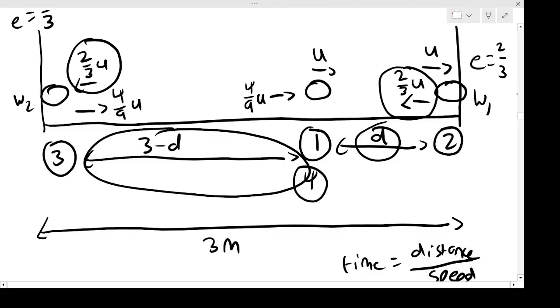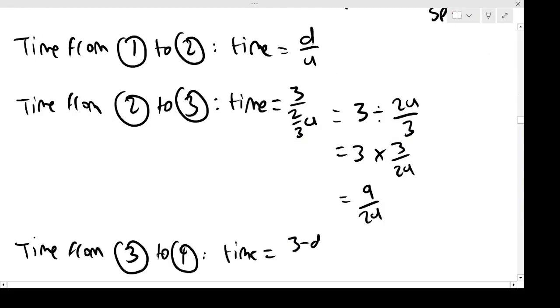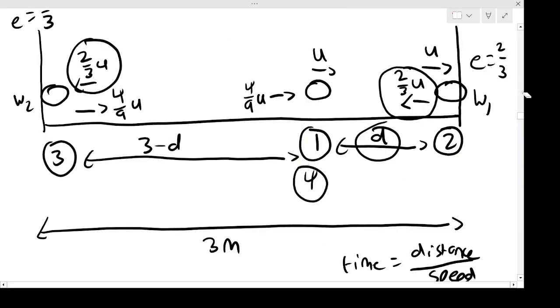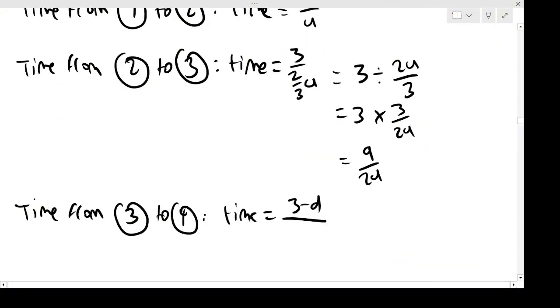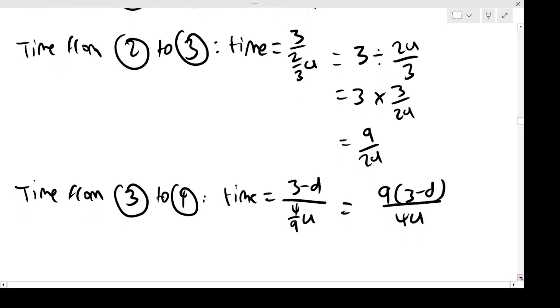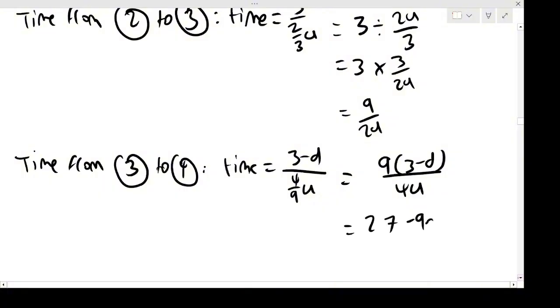You can see the distance is 3 minus d divided by the speed in that period of time. Well, it leaves wall 2 with speed 4 over 9u, so my speed is 4/9 u. And so we can simplify that. You should get 9 lots of 3 minus d over 4u. Okay, and actually we can expand this to get 27 minus 9d over 4u. So these are my times of each part of the journey.